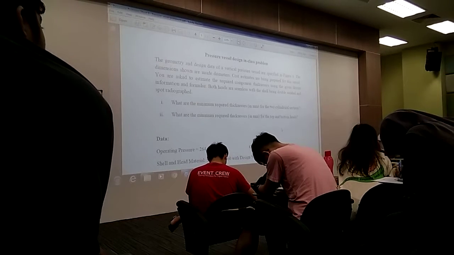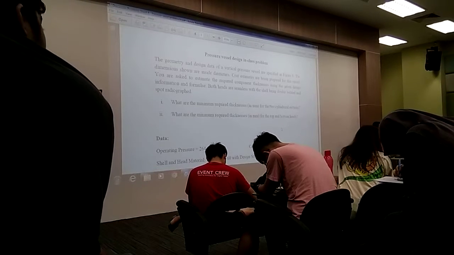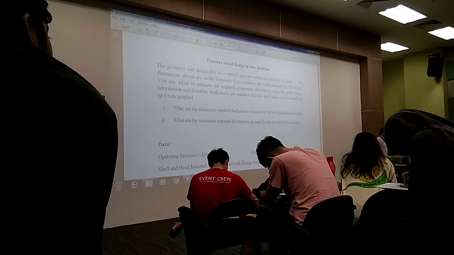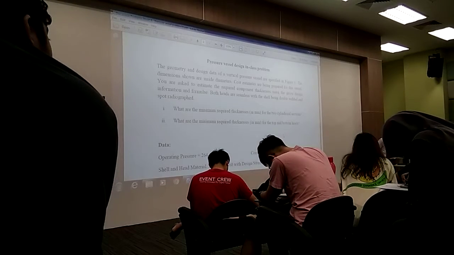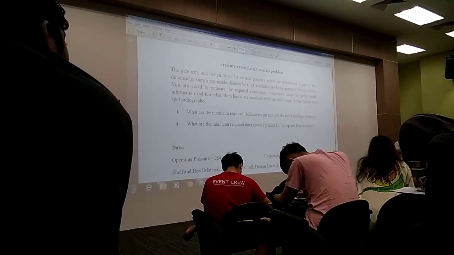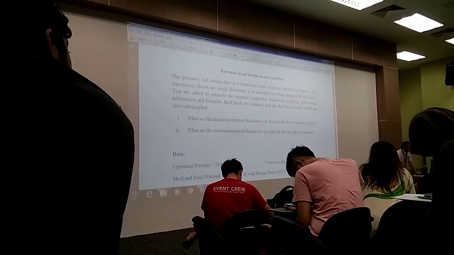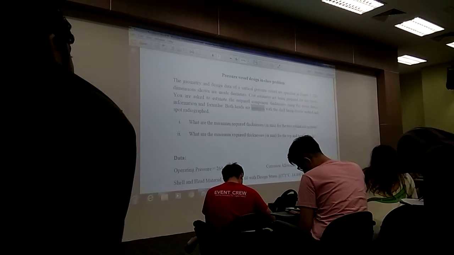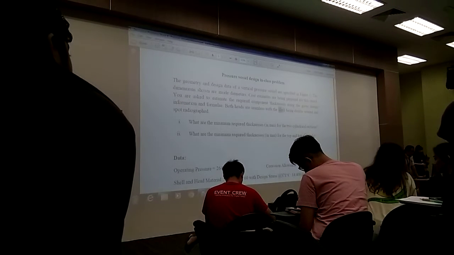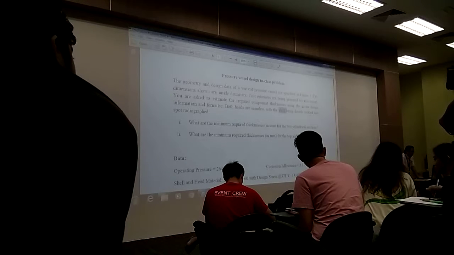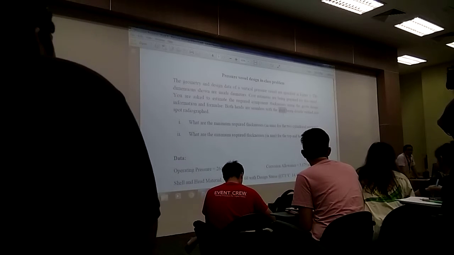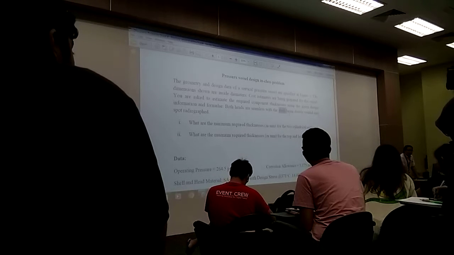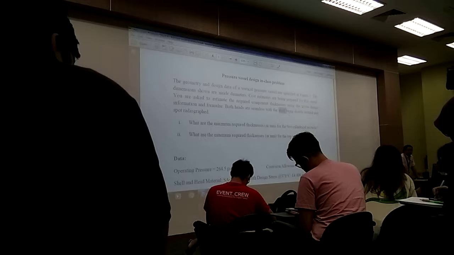Geometry and design data of vertical pressure vessels are specified in Figure 1. The dimensions shown are inside diameters, Di. Okay. Cost estimates are being prepared for this vessel. You are asked to estimate the required component thickness using the given design information and formula. Both heads are seamless. You need to highlight this one. With shell being double welded. Those keywords are important to get the joint efficiency factor.